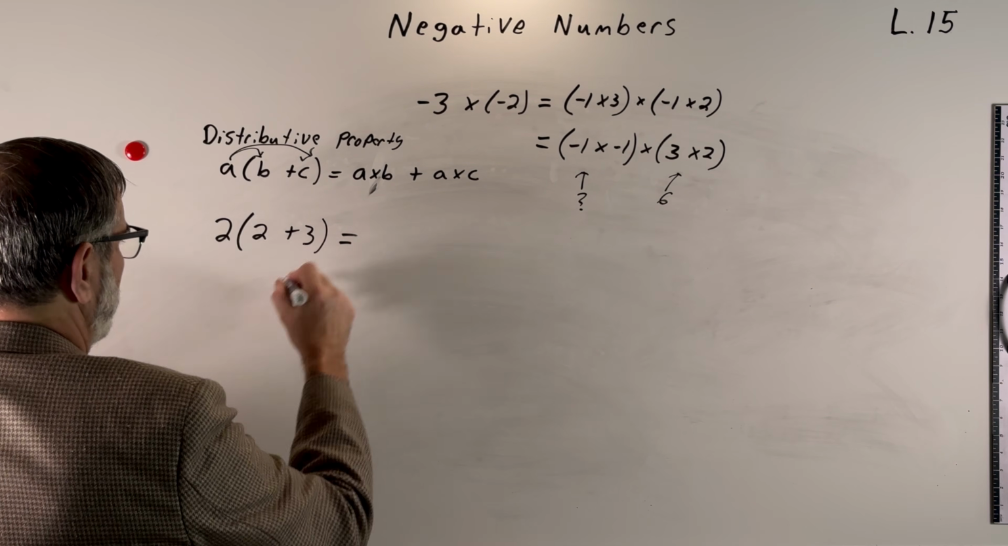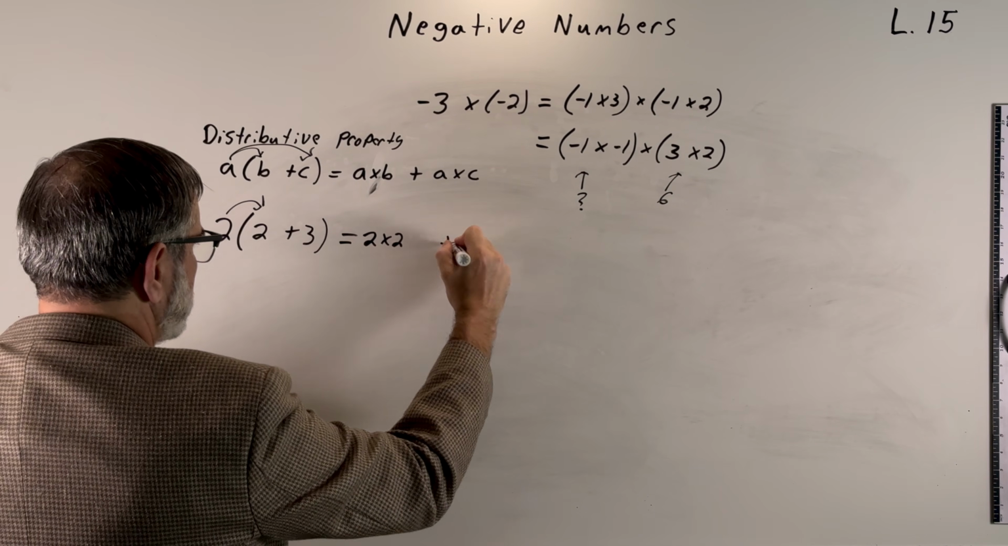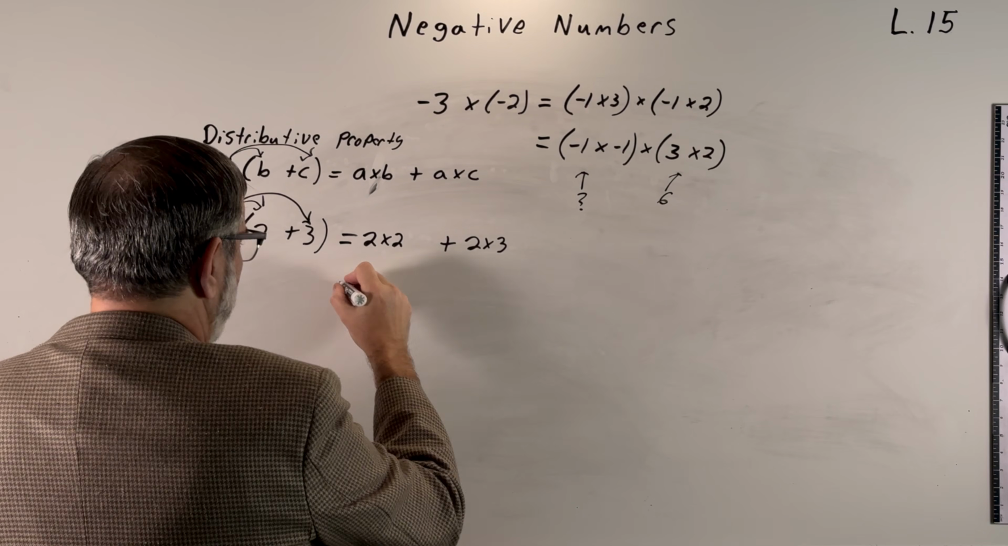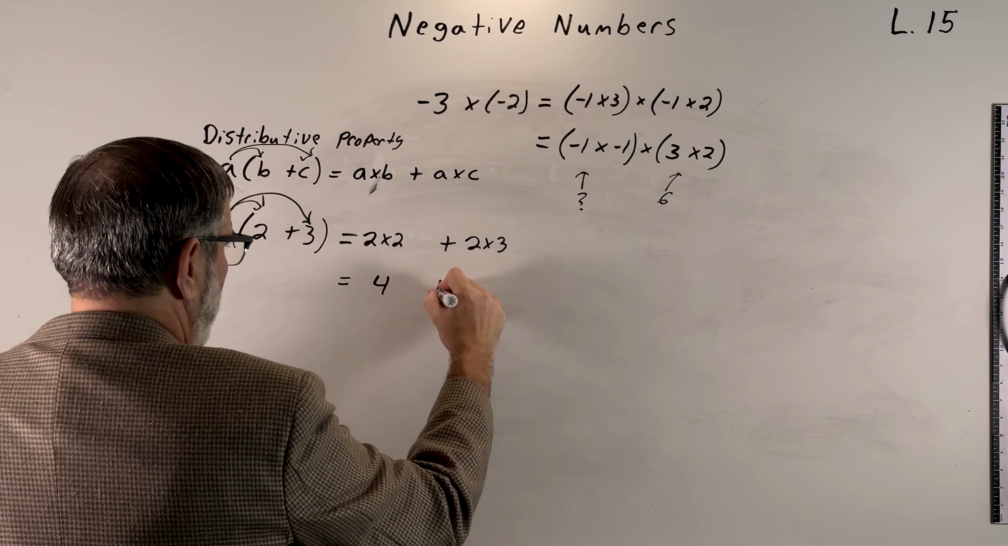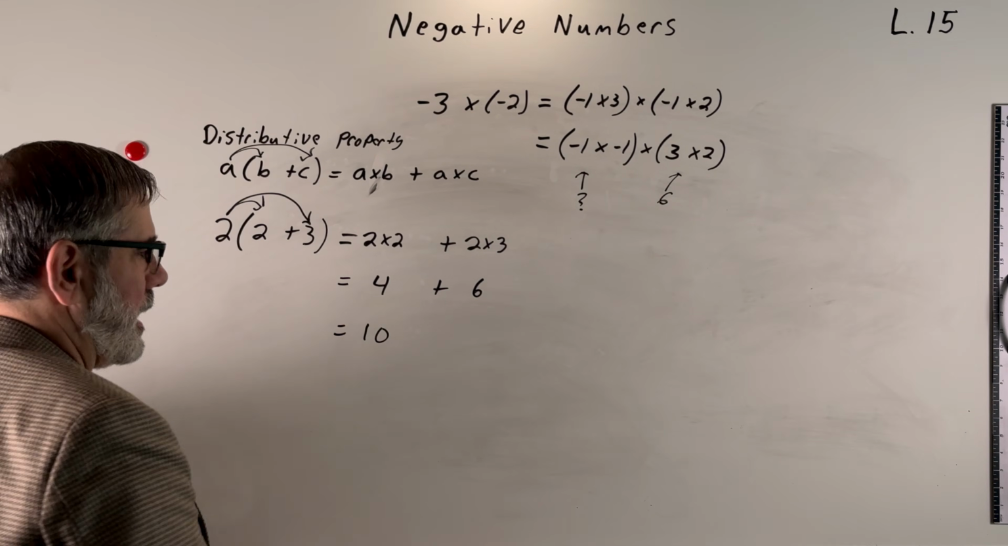But let's use this distributive property. We'll do 2 times 2 plus 2 times 3. And what is that equal to? Well, 2 times 2 is 4, and 2 times 3 is 6. And what is 4 plus 6? That is equal to 10.